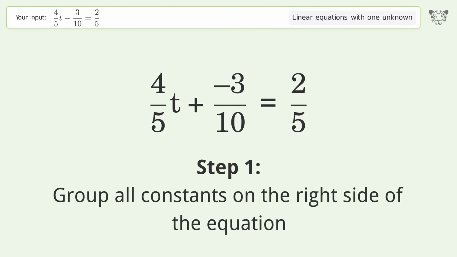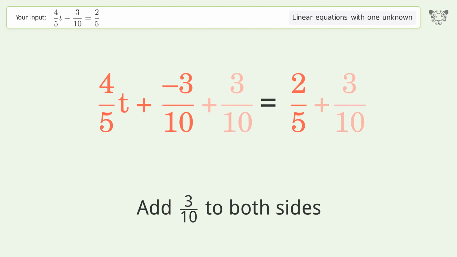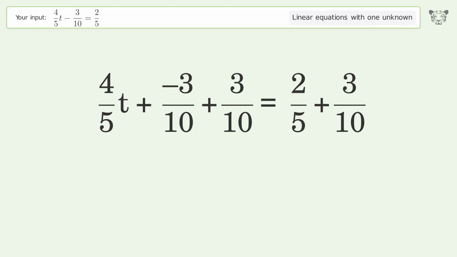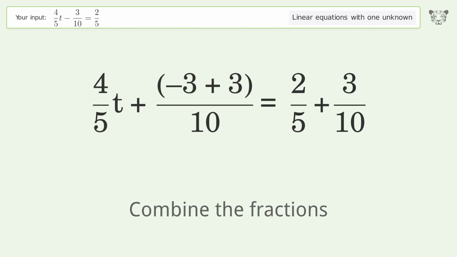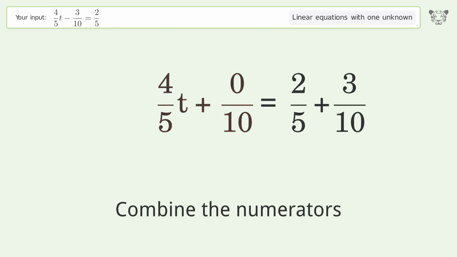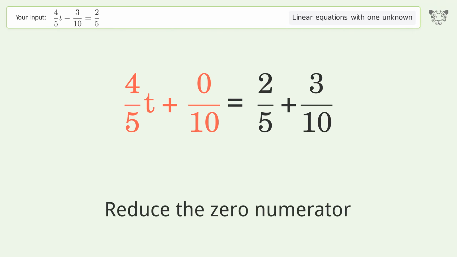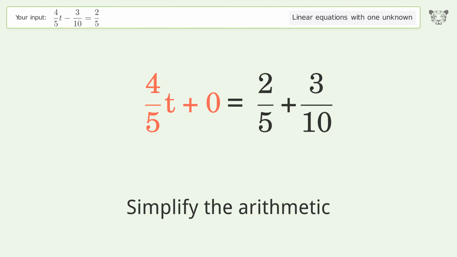Group all constants on the right side of the equation. Add 3/10 to both sides. Combine the fractions. Combine the numerators. Reduce the zero numerator. Simplify the arithmetic.